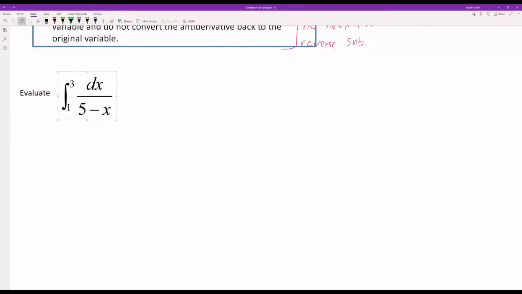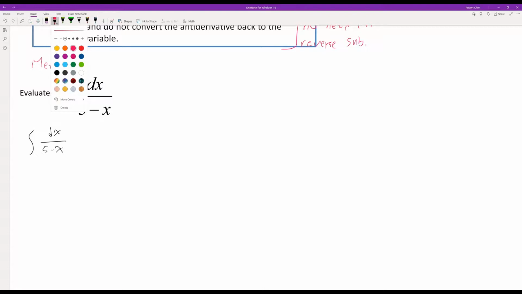All right, here we go. Let's start with the first method, Method 1. Method 1 is the same thing as what we've been doing, right? I want to finish all the integrals and then evaluate the bounds. So for now, we can actually ignore the bounds and evaluate the indefinite integral dx over 5 minus x.